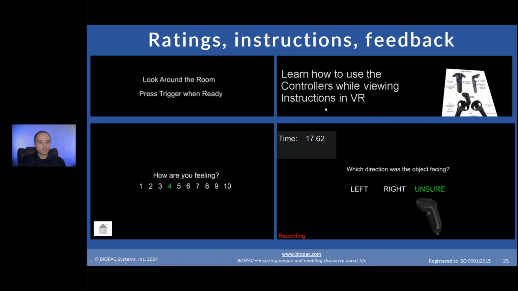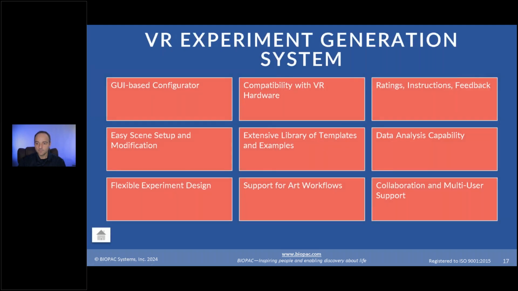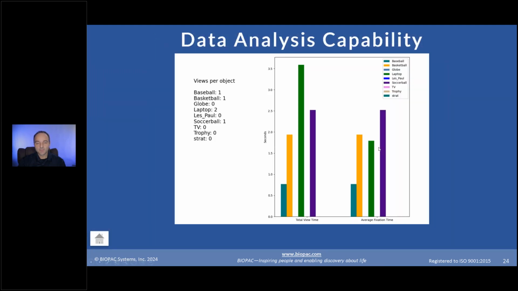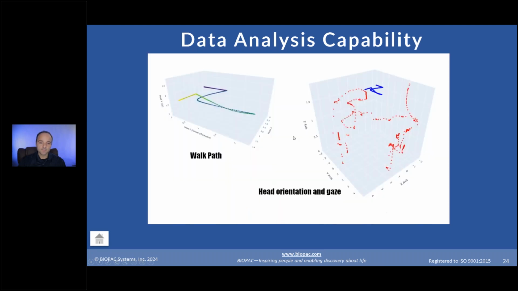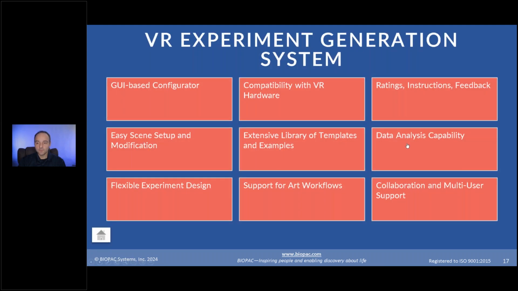Another very important part is to have ratings, instructions, and feedback tools. So we have all of those, and we'll see some of these in action today. Data analysis capability: for eye tracking, we can get information about total view time, fixation time, etc. for different objects of interest. We can get heat maps, and we can also get information about the walk path if you're walking in VR, head orientation and gaze. These things are just scripts, again, that you don't have to modify. You can just run.